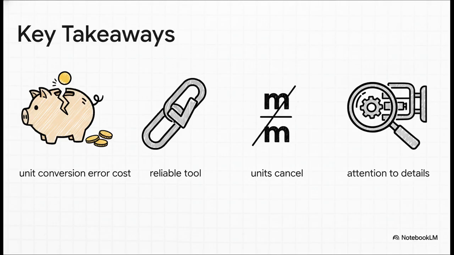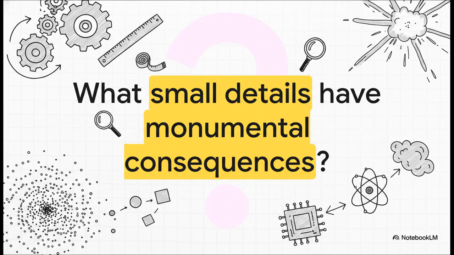It's just a massive reminder that in science, engineering, and probably in life, the smallest details can have the absolute biggest consequences. It really makes you think, doesn't it? What are the small, seemingly insignificant details in your world, in your work, that could actually have monumental consequences?